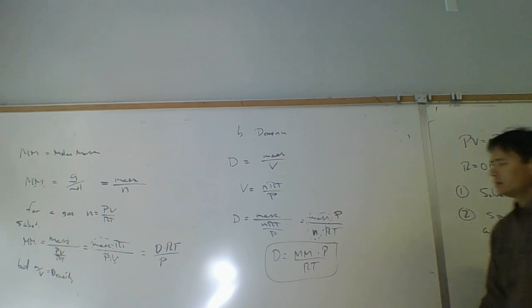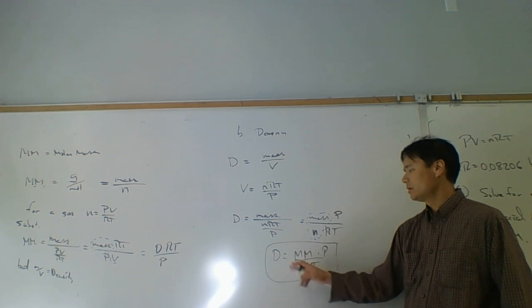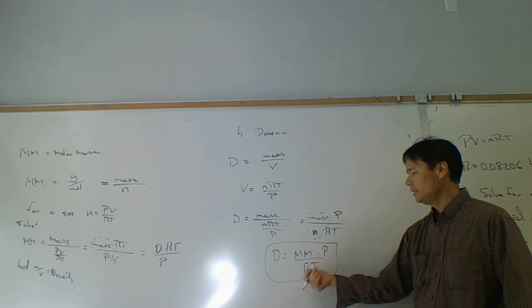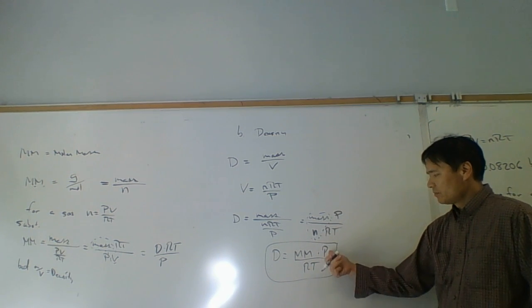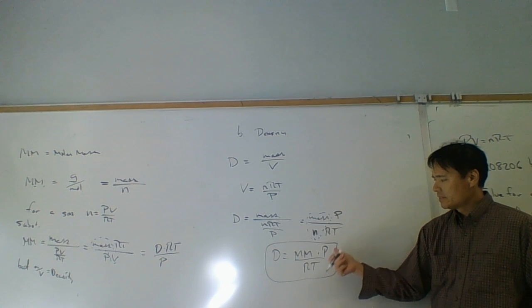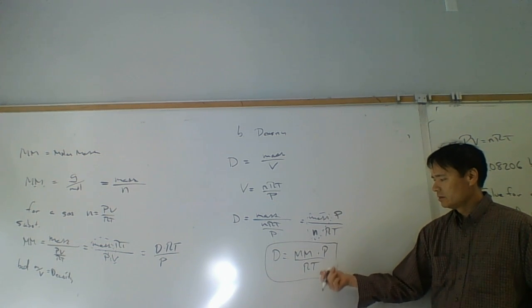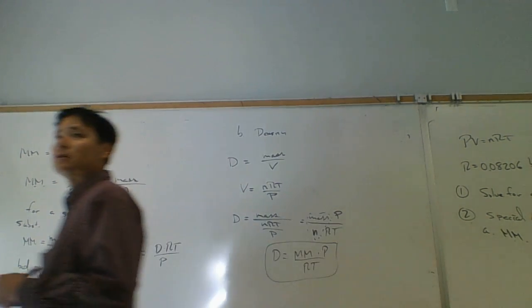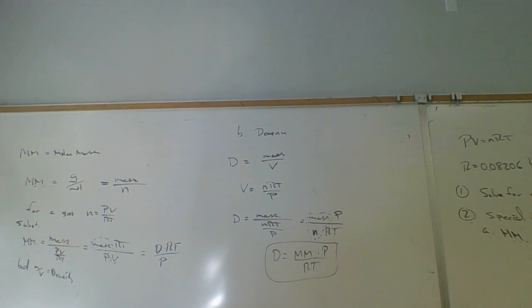So we can calculate the density of any gas as long as we know what it is. We know what the molar mass is. So for example, if I wanted the density of helium at 1 atmosphere pressure of, let's say, minus 10 degrees C, I can calculate it. In fact, I can just change the temperature and pressure and just calculate. I don't have to actually measure the density of the gas.